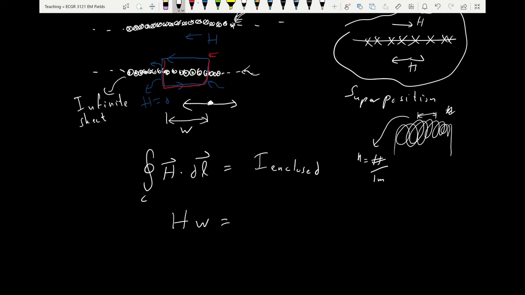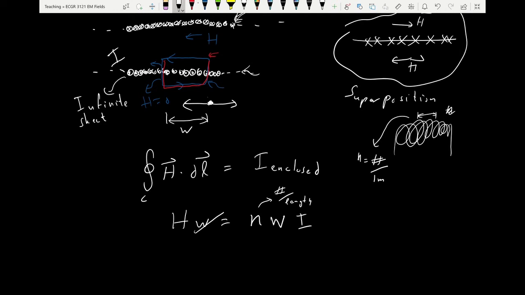What is I enclosed? It's just the density of the windings. How many windings are there per unit length? This is the number of windings per length. What is the total number of windings inside this Amperian contour? It's the number of windings per length times the length. The length is W. So this is the total number of windings, and each winding is carrying a current I, the same current I that's wound across the inner cylinder. So it's going to be N W times I. That's the total enclosed current.